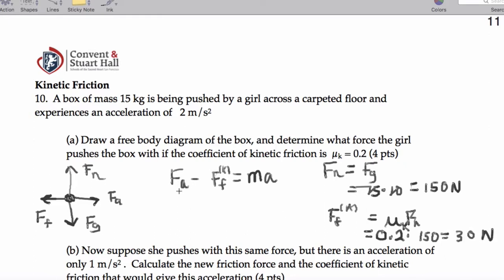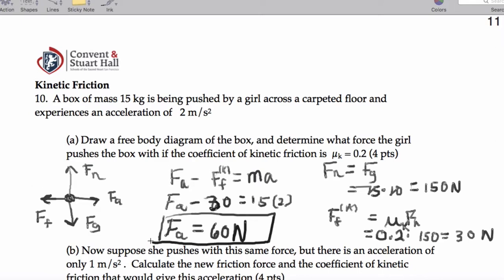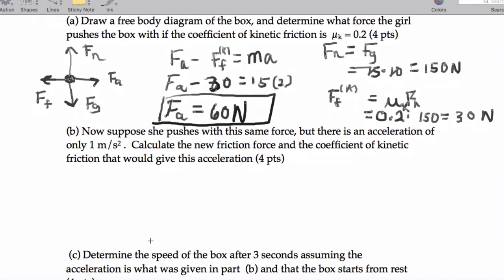Awesome. So continuing with that, I've got this unknown applied force fighting the friction, and the effect is that this 15 kilogram box accelerates at 2 meters per second squared. So finally, when we solve, we're going to get an applied force of 60 newtons. Awesome. So now we're going to keep this applied force the same, but our acceleration is a little less when we want to figure out what the friction force is.